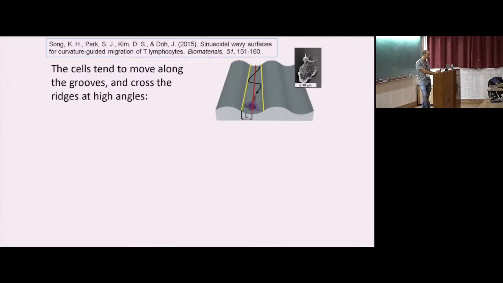But what they found is that when they put these cells on the grooves of this sinusoidal surface, they tend to move only inside the grooves and avoid the ridges. And if they do cross from one groove to the other, they tend to cross at a very high angle, almost perpendicular to the ridge, as if to minimize the time that they're on the ridge. And then again, they move rather happily inside the groove.